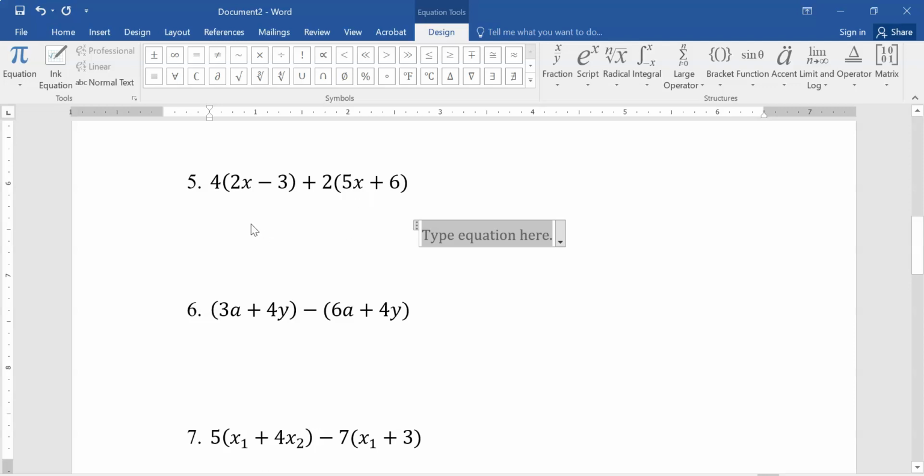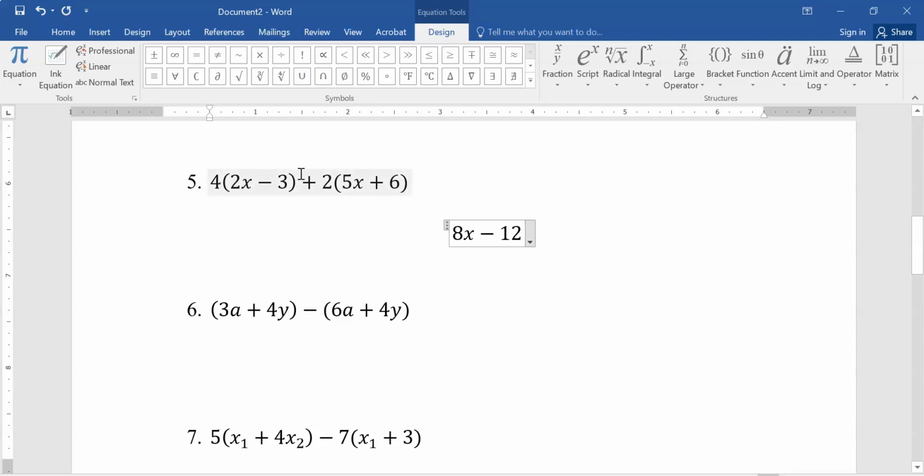So distributive step first. 4 times 2x, you just take 4 times 2, that gives you an 8. So you end up with 8x. And then take the 4 times a negative 3. 4 times a negative 3 is a minus 12. So 4 times 2 is 8. 4 times negative 3 is minus 12.